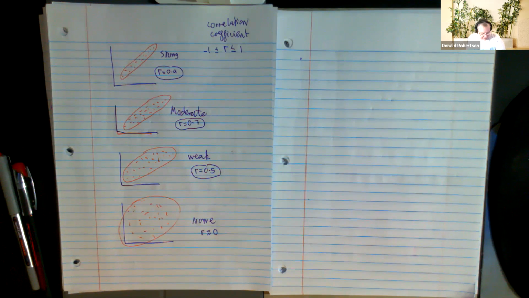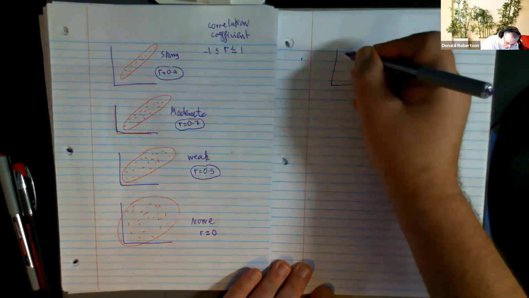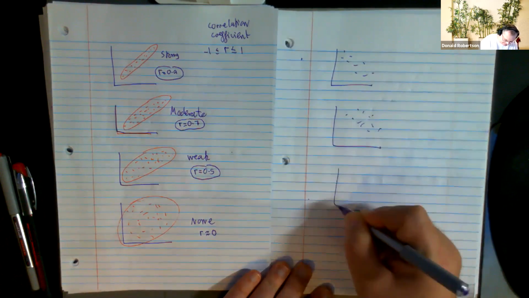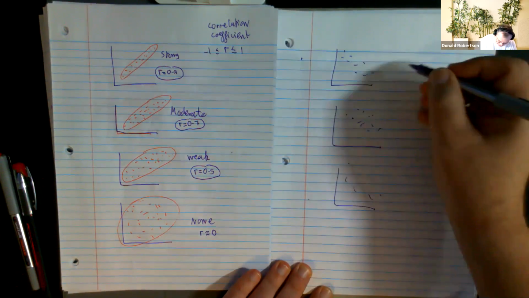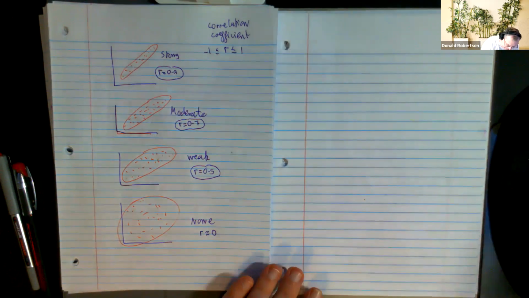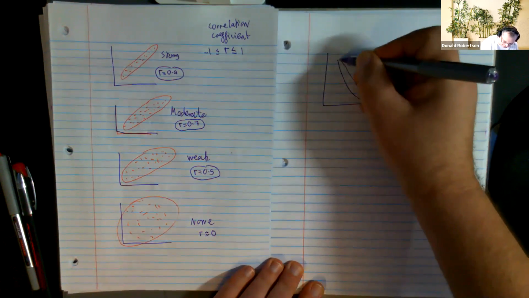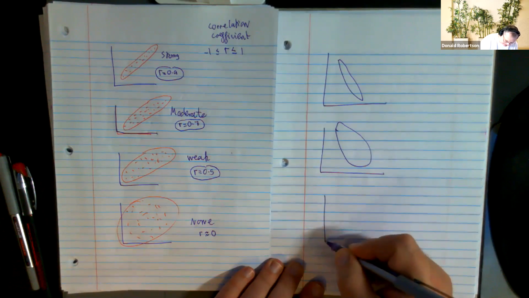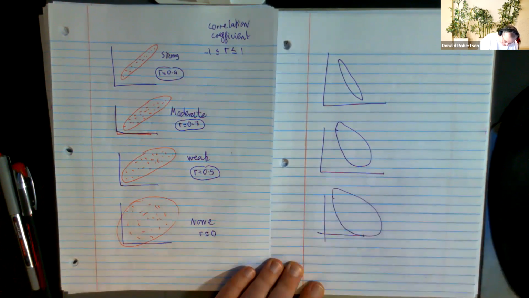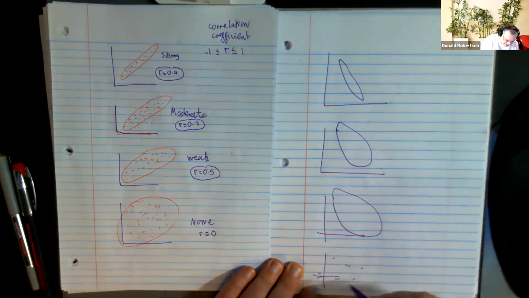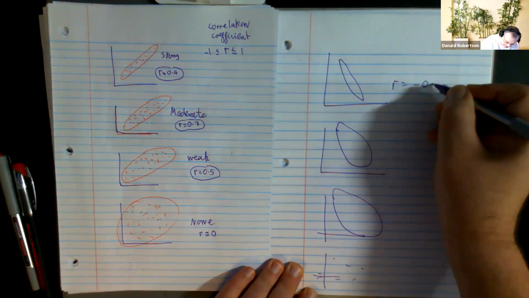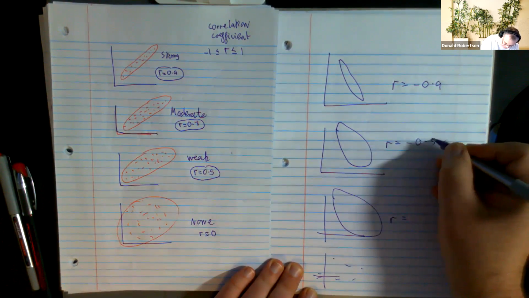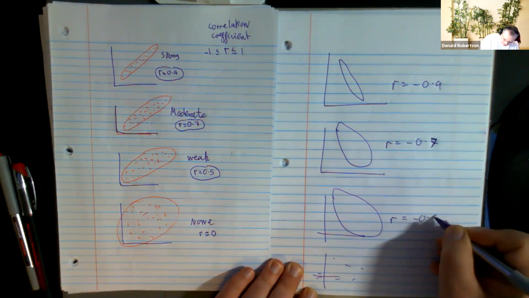So what do negatives look like? Can you imagine data pointing down the way? Oh, I should just do my sausage. Why don't I do that? That's much better. Skinny sausage going down the way. Fatter sausage going down the way. Even fatter sausage going down the way. And a whole lot of nothingness. Now that would be -0.9, -0.7, and -0.5.